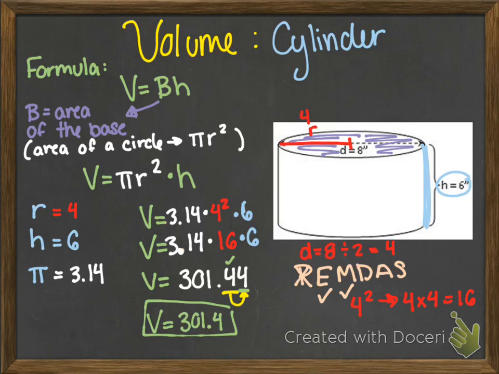Make sure that you're typing in just your answer for your volume rounded to the tenths place. The code word for this example is bunny.